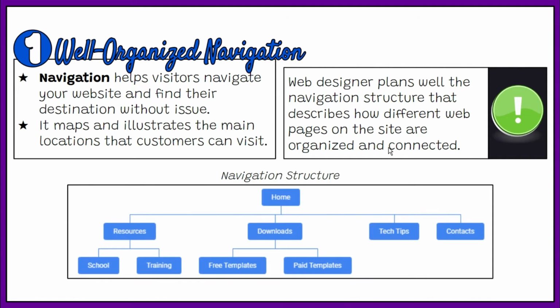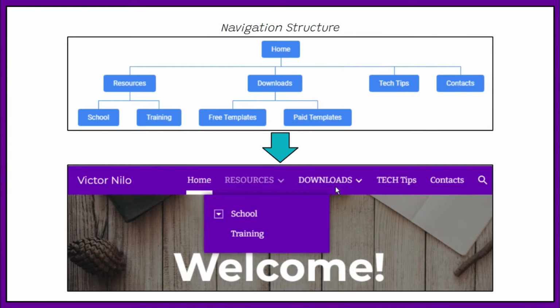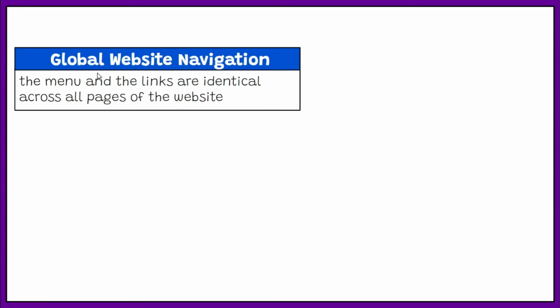There are some pages and content that can only be reached by visiting a specific page. For example, this structure illustrates the main locations that customers can visit. We can turn this into menus with internal links. The main types of website navigation are the following.